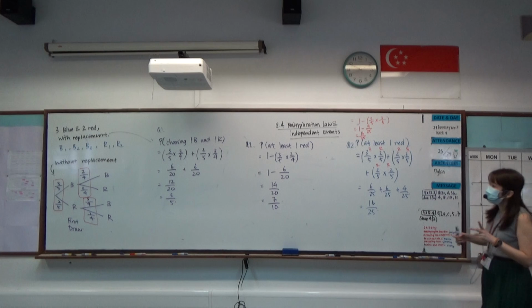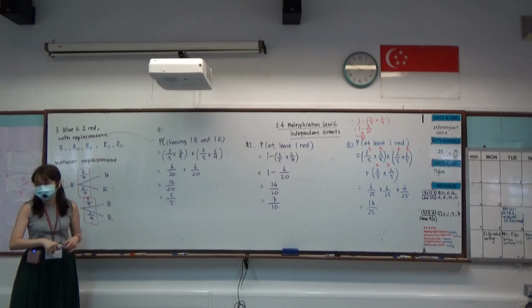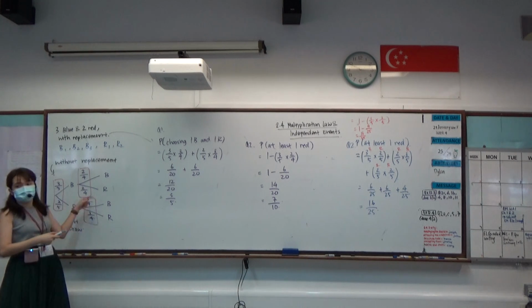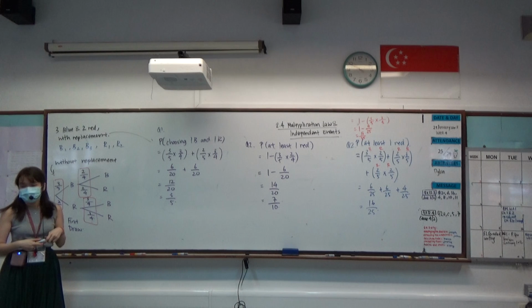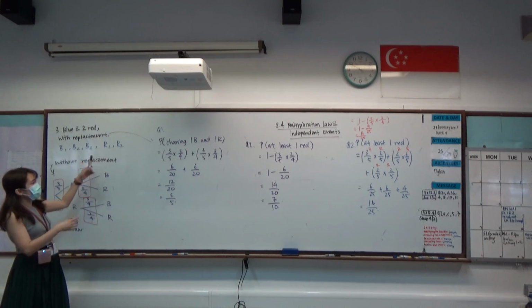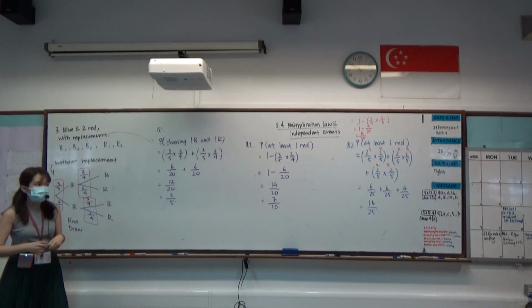When we call it without replacement, that is a dependent event because the events depend on one another. With replacement is what we call an independent event. They are actually separate from one another, the probabilities don't affect one another.